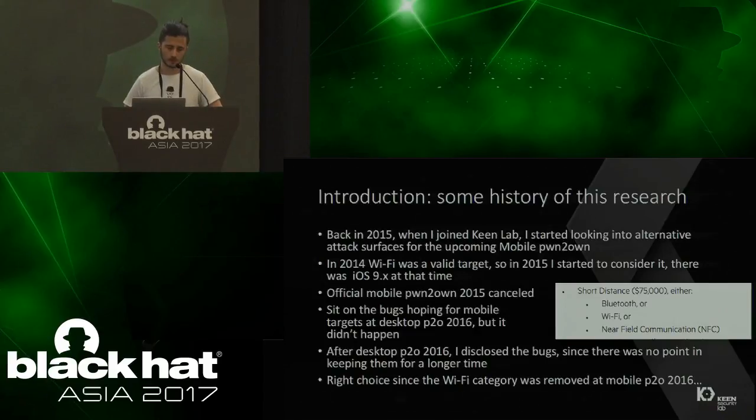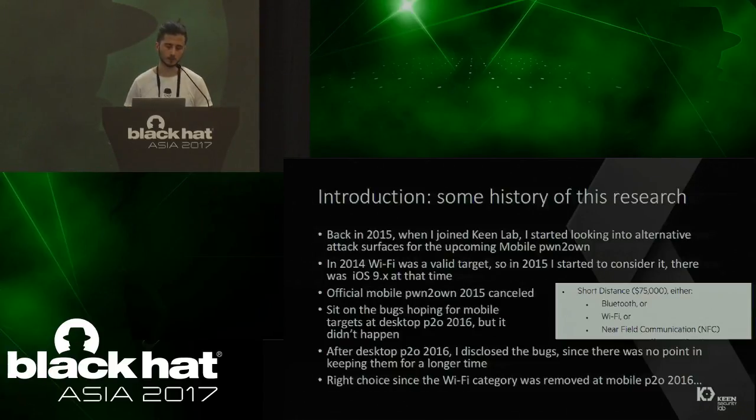So, some introduction on how this research was done and why. Back in 2015, I joined Keen Lab, and there was mobile Pwn2Own, so I started looking to work on the iOS category. And in 2014, for mobile Pwn2Own, there was the Wi-Fi category. So for 2015, it was natural that I started considering it and evaluating an alternative attack surface compared to the regular pwn, like the malicious link in the browser. At that time, there was iOS 9.